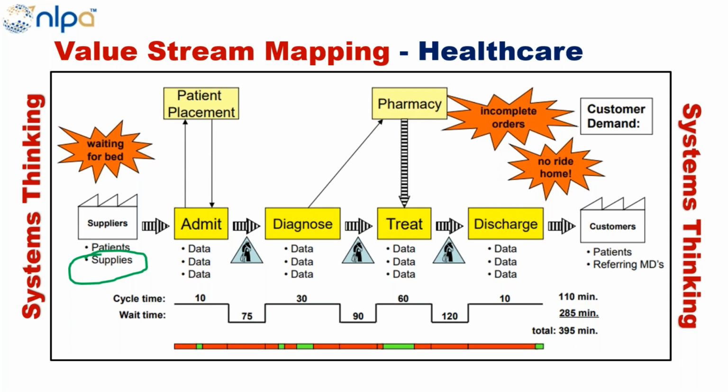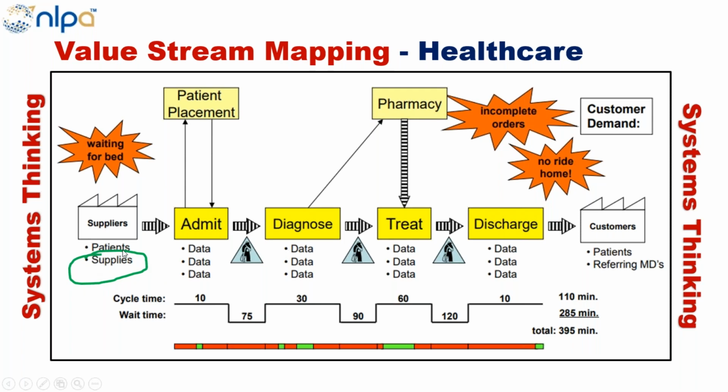So for those of you practitioners who work in the healthcare space, again, value stream mapping and systems thinking is a very powerful mechanism to be able to detect areas where quality could be compromised and where we could find areas of opportunity. For those of you who procure in the healthcare space, you see I put here in the circle supplies.